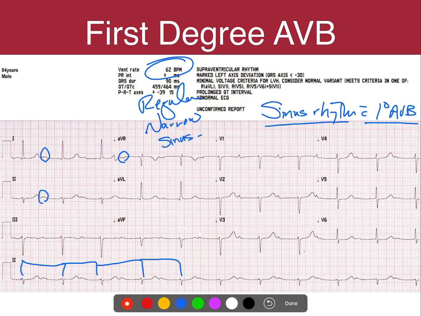And this is where it becomes very important. If we identify that P wave and we can find the PR interval, we see that it's prolonged, and we want to make sure that each one of them are the same distance, and they are, and that always after a P wave we have conduction and we have a QRS complex. So this is sinus rhythm with a first degree, a very long first degree AV block.